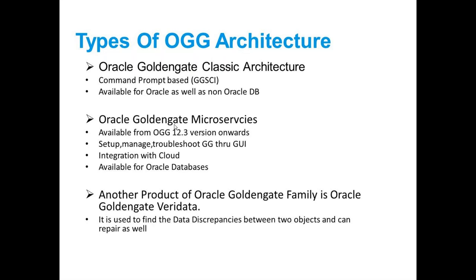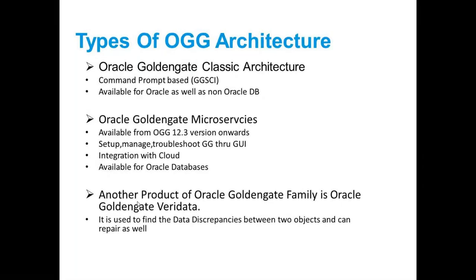It allows you to set up, manage, troubleshoot, and configure GoldenGate through a GUI. It allows for better integration with cloud applications, and as of today it is available for Oracle databases. I heard last week they launched it for SQL Server, around a week or 10 days before, but I haven't tried it. So I will still say it is available for only Oracle databases. Classic architecture is command prompt based, and is available for Oracle as well as non-Oracle databases.